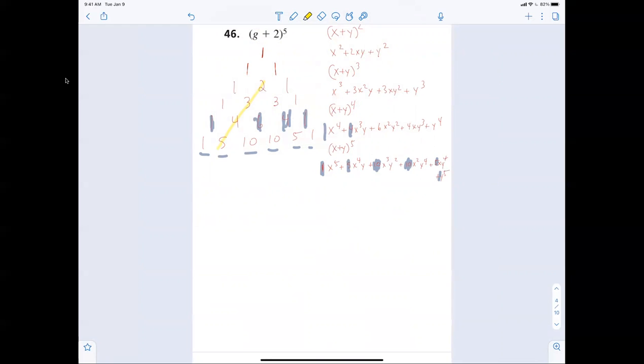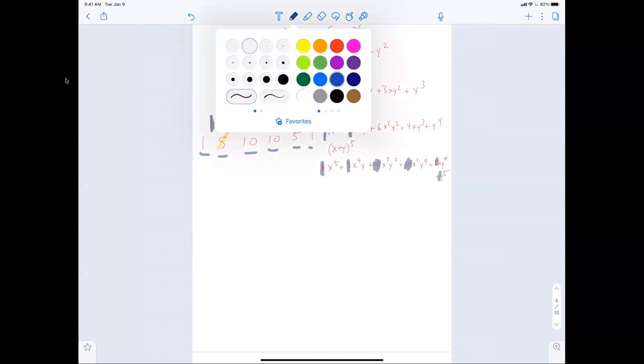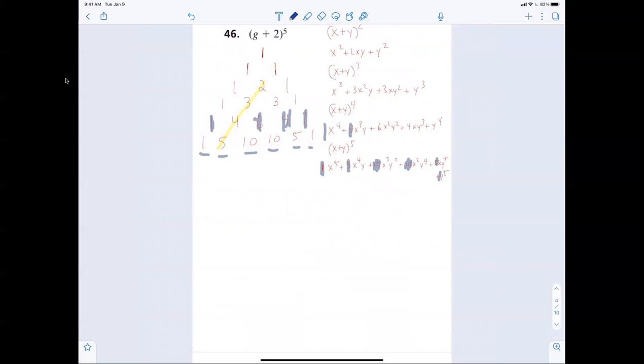Now, I always used to tell my kids when I was teaching this that it's easier, in my opinion, to think of this as x plus y to the fifth. It was just easier. So we're going to do x plus y to the fifth. Now, I already expanded it, but I want to show you the pattern.